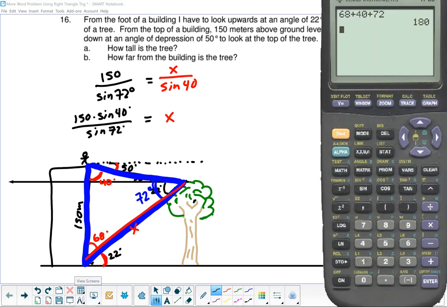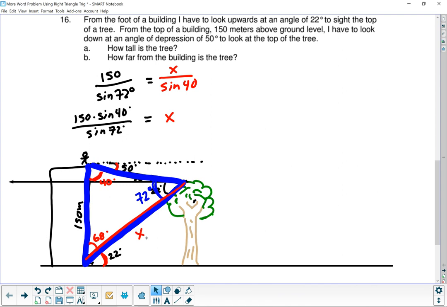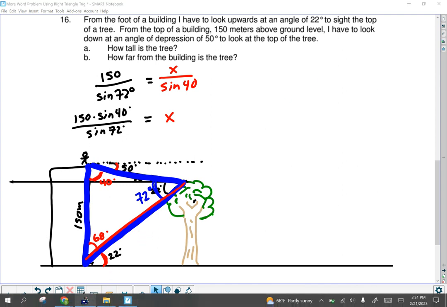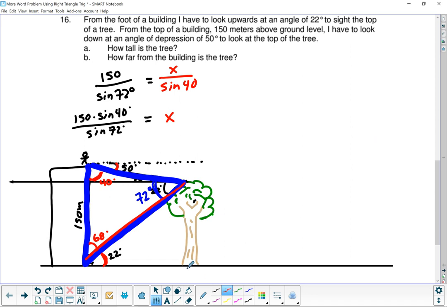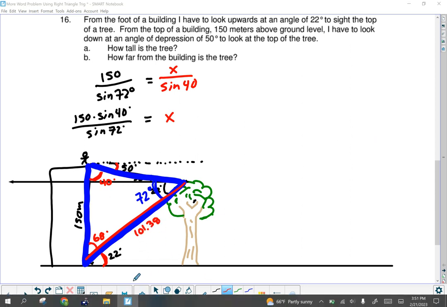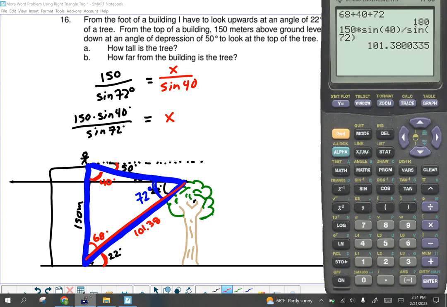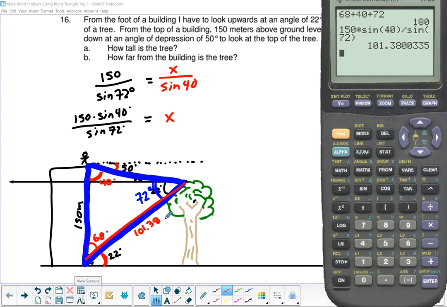So that gets you 150 times sine of 40 divided by sine of 72. That x right there, we now know, is 101.38. And because I'm not done yet, I'm going to use as many decimal places as I can: 101.380335.